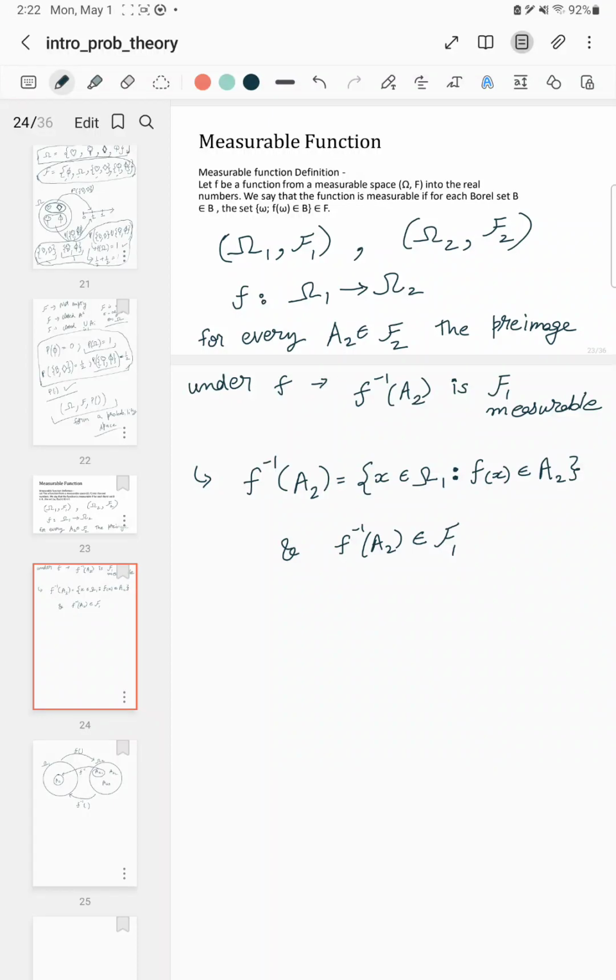Hello everyone. In this video, we are going to learn about measurable functions and random variables. We are going to define what a random variable is, go through the basic properties of random variables, and discover what a cumulative distribution function is. So let's start by first defining a measurable function.